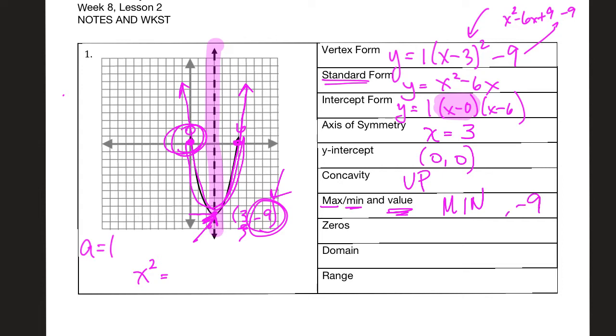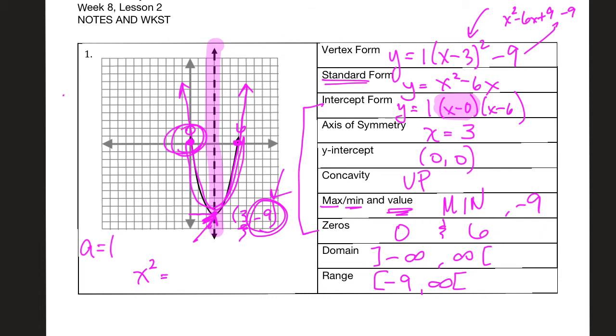The zeros, we just talked about that. The zeros and the intercept form go hand in hand. The zeros are at 0 and at 6. The domain, this thing goes forever left and forever right, so it goes from negative infinity to positive infinity, non-inclusive. And then the range on this one, the lowest value that I can find is -9, and it goes up to infinity, non-inclusive.